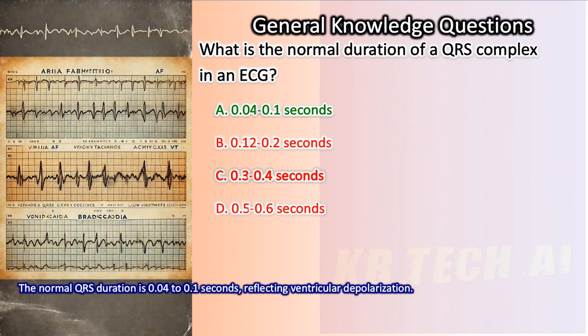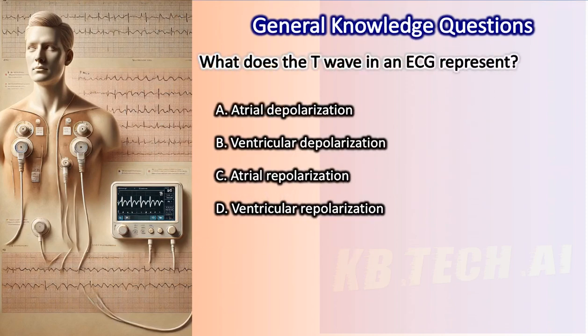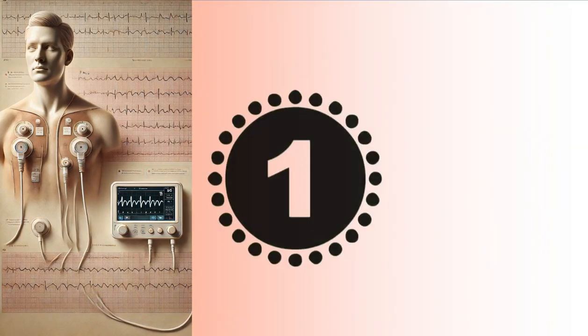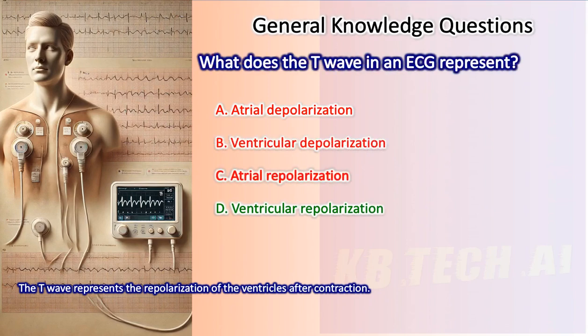0.04 to 0.1 seconds. What does the T wave in an ECG represent? Option 1. Atrial depolarization. Option 2. Ventricular depolarization. Option 3. Atrial repolarization. Option 4. Ventricular repolarization. The answer is option 4.